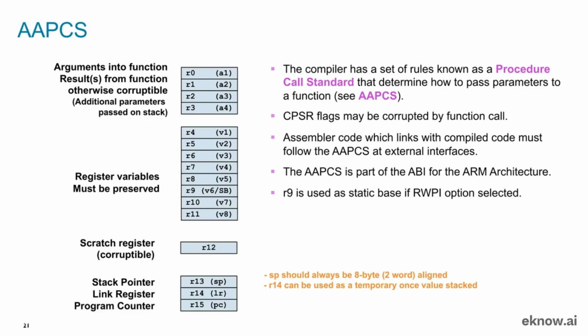A couple of other crucial points from the slide. The CPSR flags, which we use for conditional execution, may be corrupted by a function call. A function might perform calculations that change the flags, so the caller can't rely on them remaining the same after a function returns. And notice the note about the stack pointer. It should always be 8-byte aligned. This ensures maximum performance for instructions that load or store multiple values from memory.